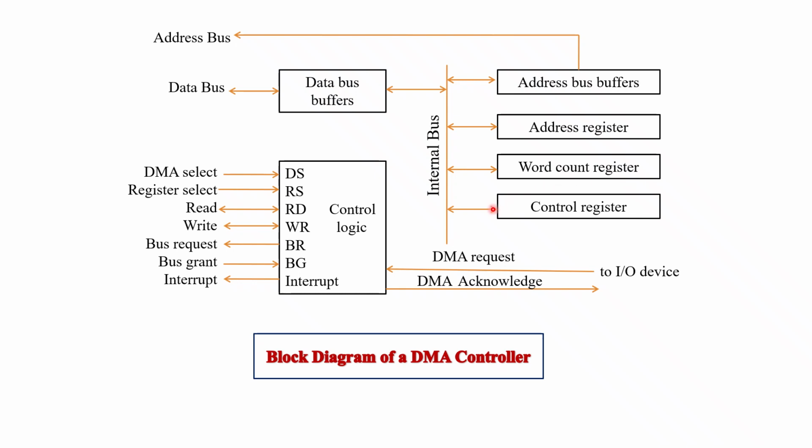The word count register contains the number of words to be read or written. The address register contains the starting location of the memory, and this passes through the address buffer register and is kept on the address bus. And the DMA can communicate with IO devices through the DMA request and DMA acknowledgement lines.